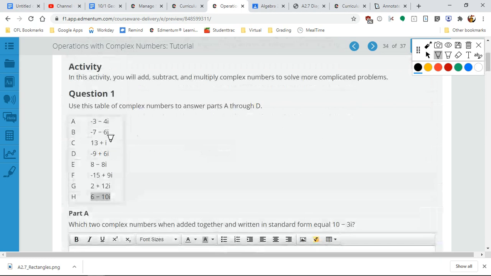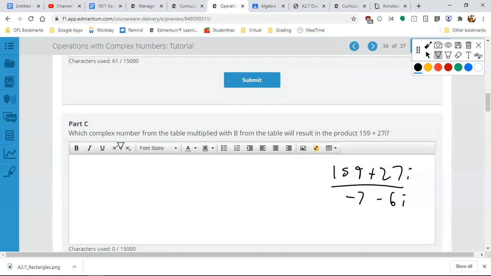Wait, what? Yeah, that's what it is. Which complex number would result in this? Which complex number from the table multiplied with b would give us that? How can I turn 6 into 27? Oh, there. I forgot. Because we're going to be multiplying by a complex number, there's going to be a lot more than that. Okay. So I want something that's going to involve this 7 that's going to get these i's together.